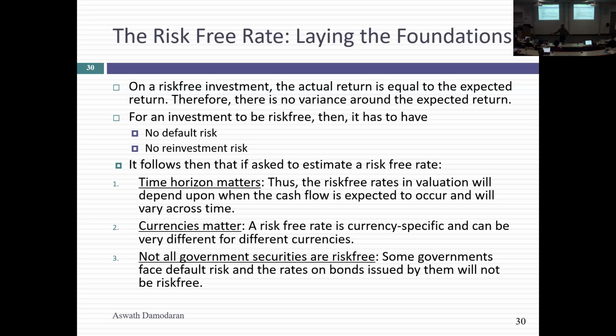There's no such thing as a global risk-free rate. Anytime you hear somebody say, what's a global risk-free rate? They have no idea what they're talking about. Risk-free rates don't go with countries, they go with currencies.